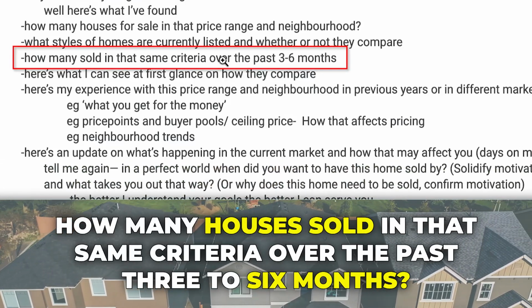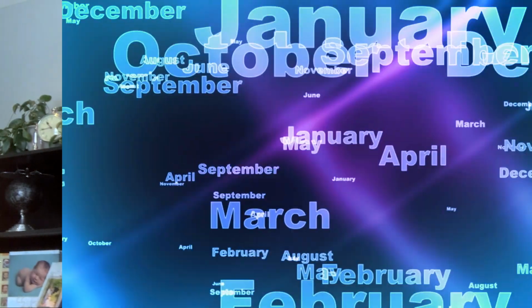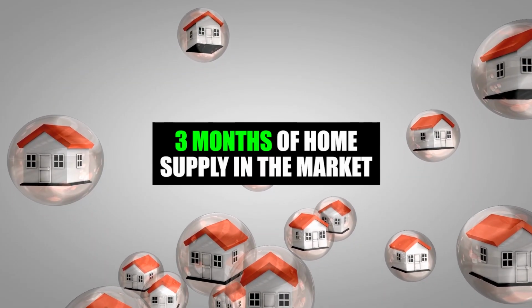Now, how many houses sold in that same criteria over the past 3 to 6 months? This is important because this will tell you how many months supply of homes there are on the market. For example, let's say that there is a 3-month supply of homes on the market.